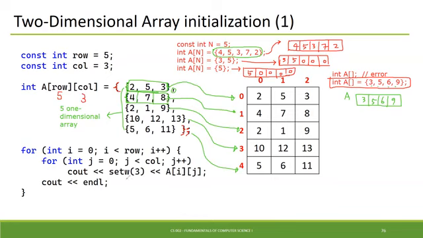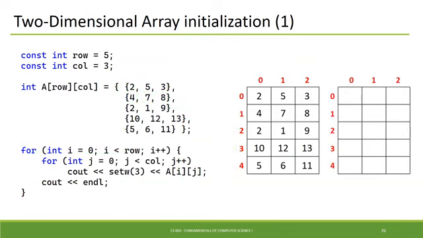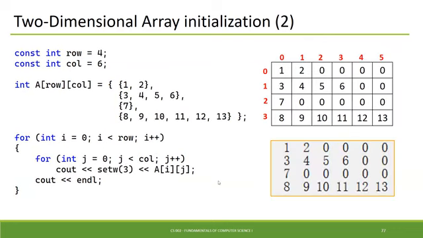When you print out, you need a nested loop like this. I think this is the same thing. Look at this one, see? This is another initialization. Guys, look at this one. In this case, this is 4 and this is 6: 4 rows and 6 columns.